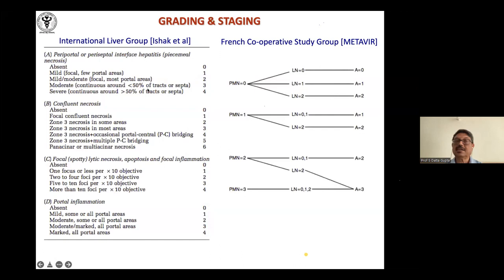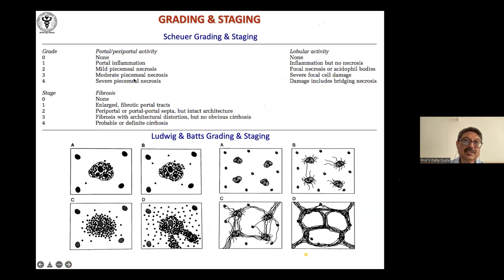Portal inflammation, mild to moderate. So this is what is done. The French cooperative group did this for their study on HCV, specifically for HCV. This is the Metavir classification, which they did. And there are several other systems, Ishak's grading system, Ludwig-Batts.